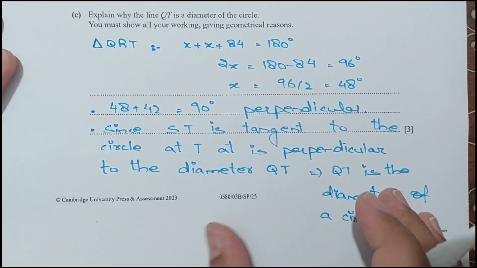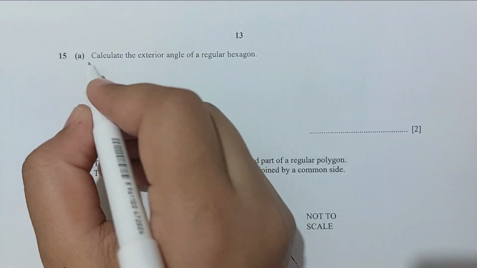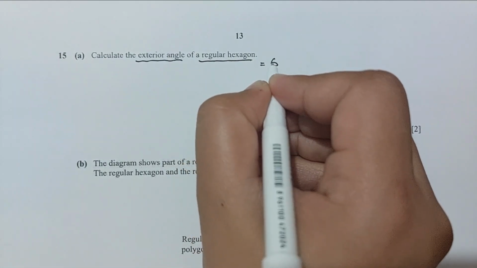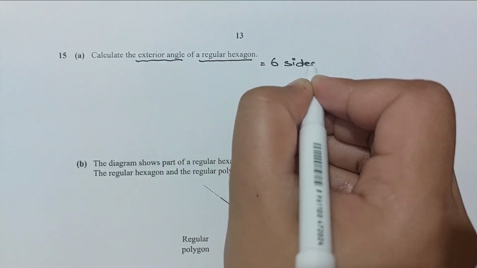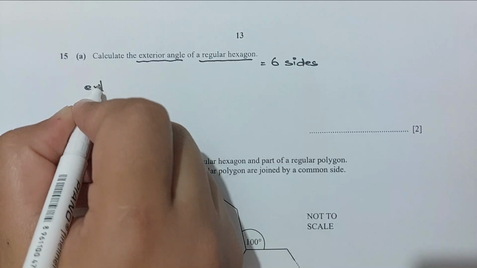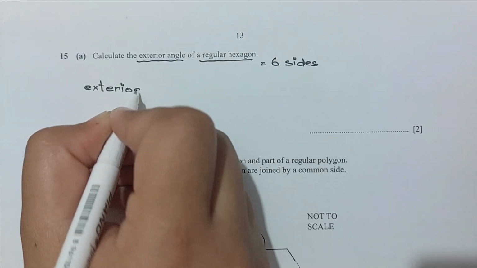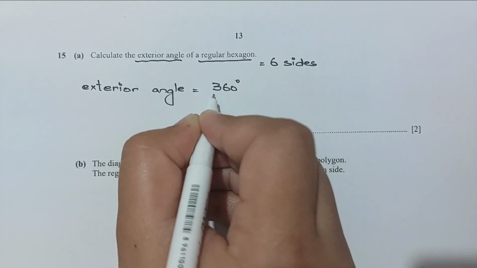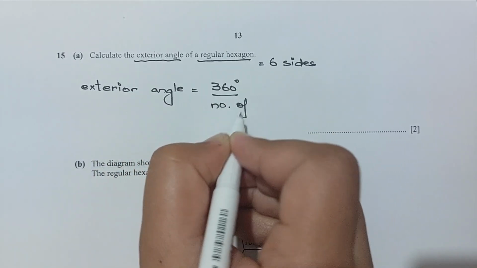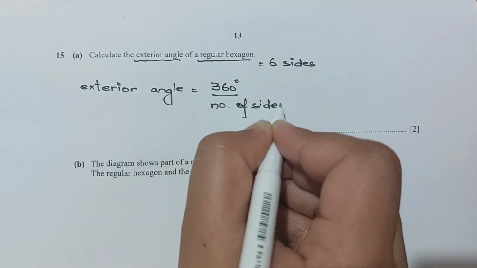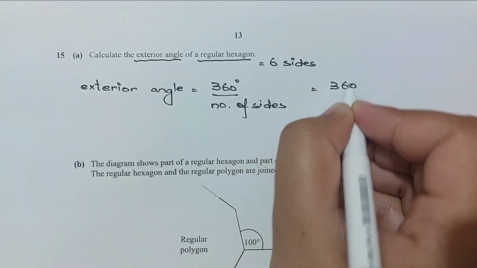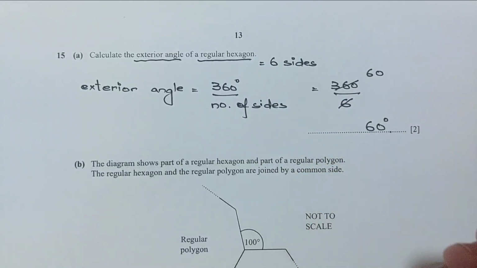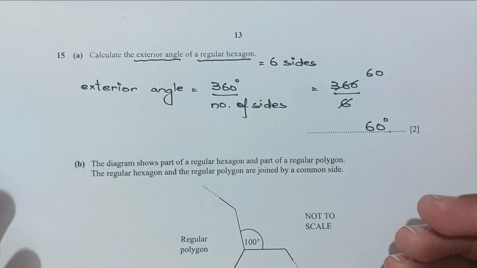We have to answer it logically, right? Part A, calculate the exterior angle of a regular hexagon. So a hexagon has 6 sides. The formula for the measure of an exterior angle of a regular polygon is 360 degrees divided by the number of sides. So this is 360 over 6. 6 times 6 is 36 and 0. So the measure of the exterior angle of a regular hexagon is 60 degrees.